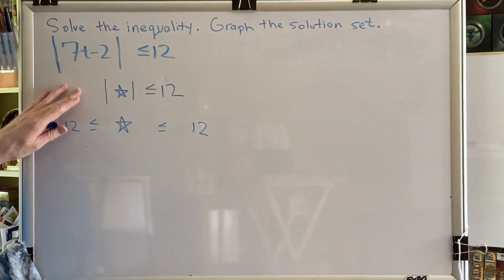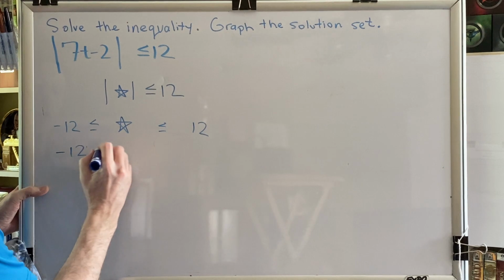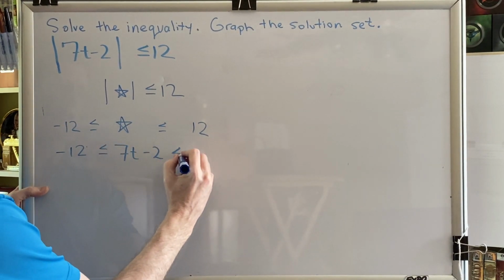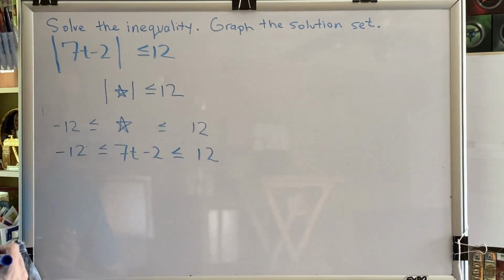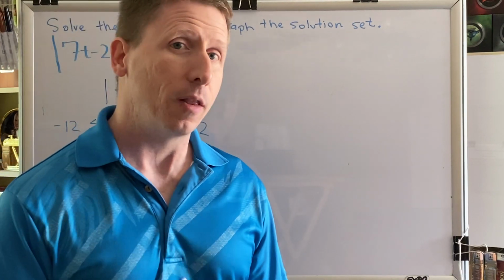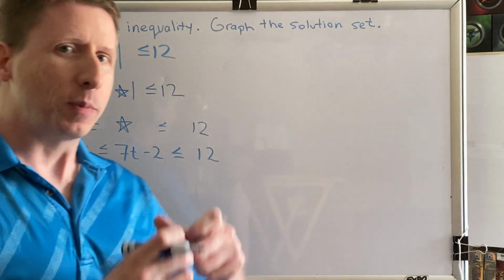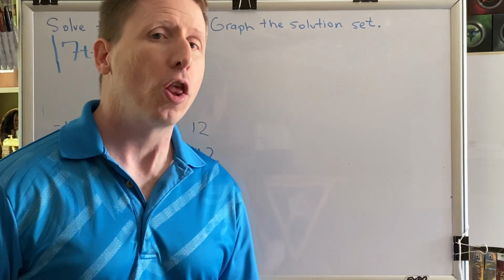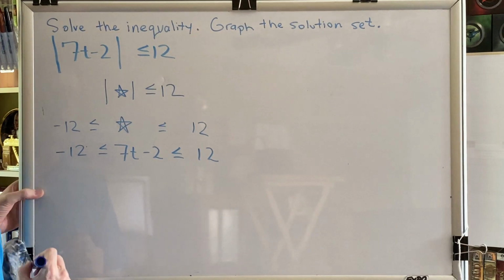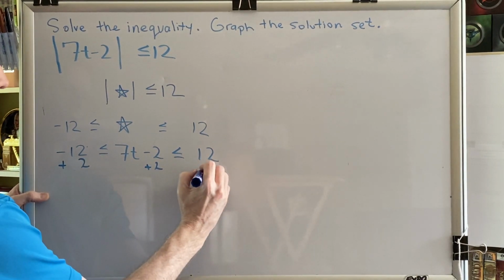Now that we got rid of our absolute value bars, we can put star back the way it used to be. So we have -12 is less than or equal to 7t minus 2, is less than or equal to 12. To solve this, we need to get t alone. Because it is in the middle, whatever we do to achieve that must be done in all three zones of our three-part inequality. First, we get rid of the subtract 2 using addition. So we're going to add 2 in all three zones.